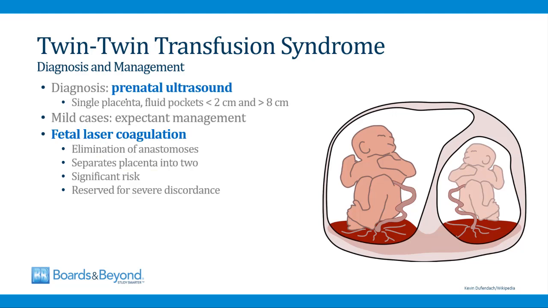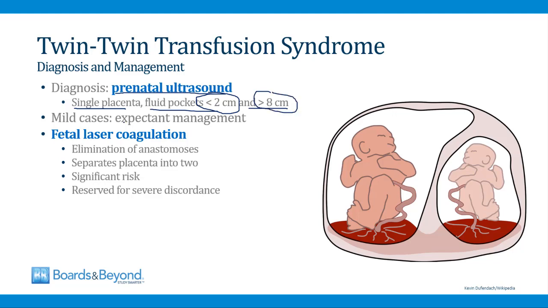The diagnosis of twin-twin transfusion syndrome can be made by prenatal ultrasound. The findings include a single placenta and a discrepancy between the amount of amniotic fluid for the two twins. The usual criteria that's used is a fluid pocket less than 2 centimeters for one twin. This represents oligohydramnios, and a fluid pocket greater than 8 centimeters for the other twin, representing polyhydramnios.